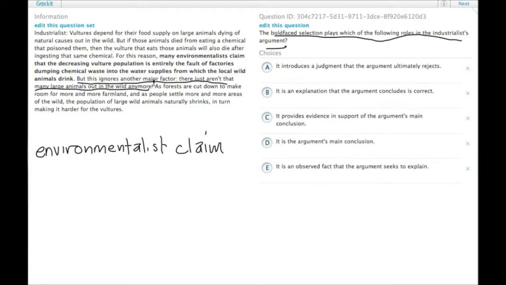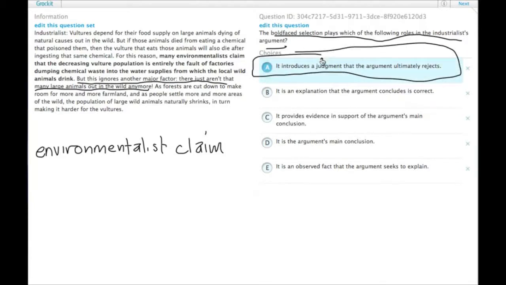Let's find that in the answer choices. So A, it introduces a judgment that the argument ultimately rejects. That was exactly our prediction. It's something that the industrialist disagrees with. So there it is, choice A, a judgment that the argument ultimately rejects.